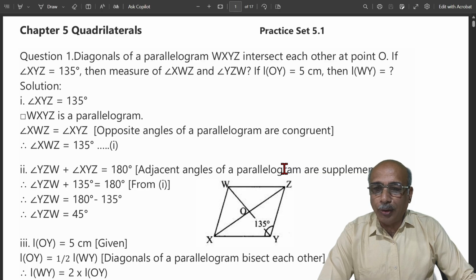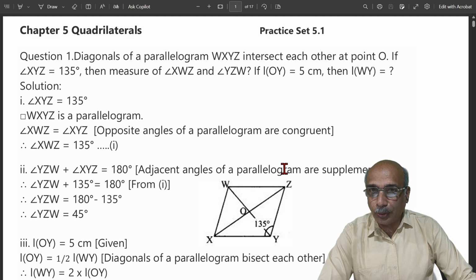Diagonals of a parallelogram WXYZ intersect each other at point O. If angle XYZ equals 135 degrees, then we have to find the measure of angle XWZ and angle YZW. And in this problem only, if length OY equals 5 centimeter, then length YW equals how much? This we have to find out.